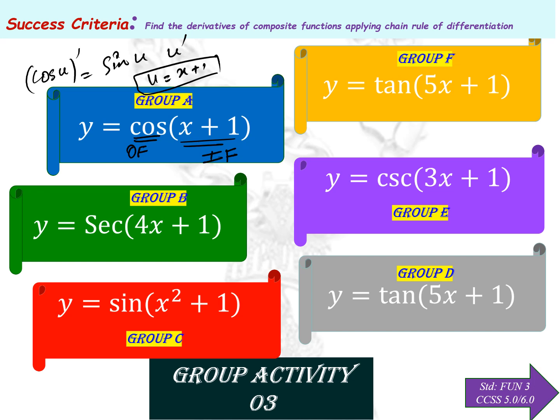Replace and take the derivative. So the derivative of tangent is secant square u and u prime. So your u is 5x plus 1.